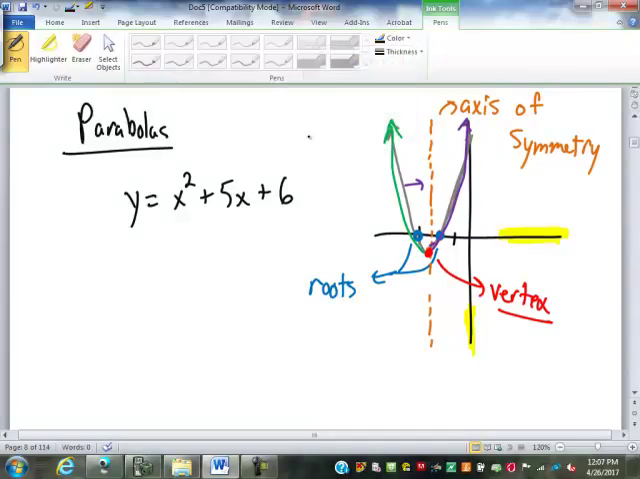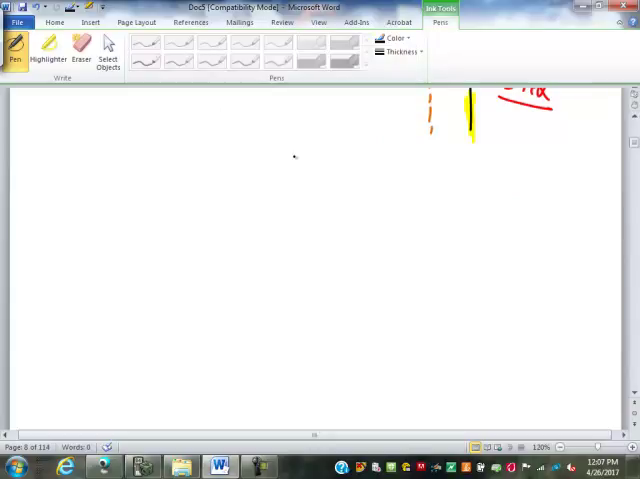So let's give you one here that's a little bit simpler graph. Let's see, let's do minus 8. So y equals x squared plus 2x minus 8.